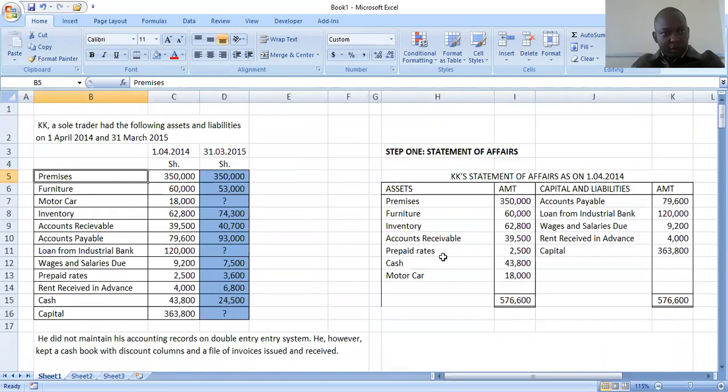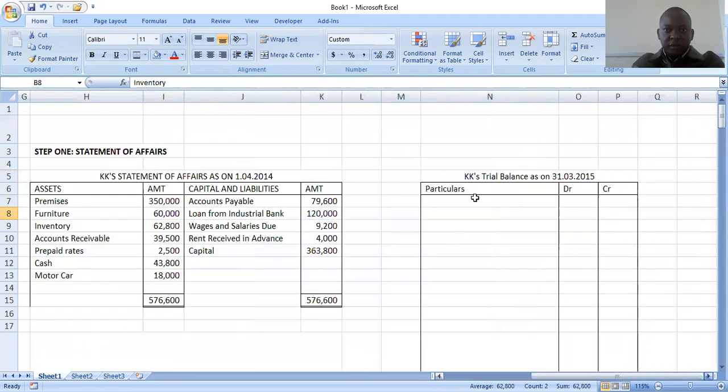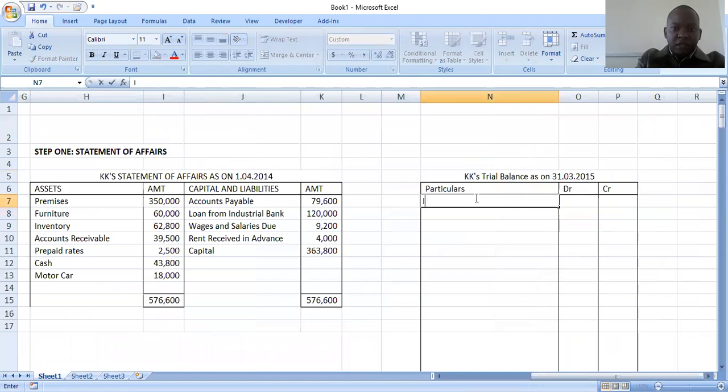okay, for the sake of not forgetting, let me begin with one item that is not here as yet. So you begin with the opening balance of inventory. Opening inventory has to be there.